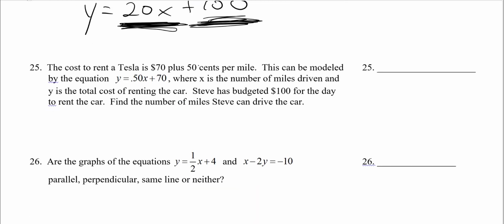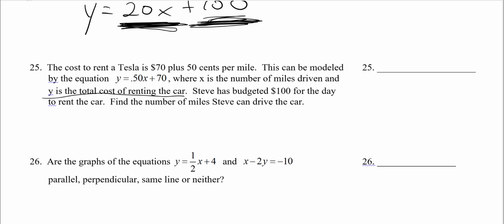All right, 25. The cost to rent a Tesla is $70 plus 50 cents a mile. So they even give you the equation. Here it is: y equals 0.50x plus 70, where x is the number of miles driven and y is the total cost of renting the car. So Steve has budgeted $100 for the day to rent the car. Find the number of miles Steve can drive the car.